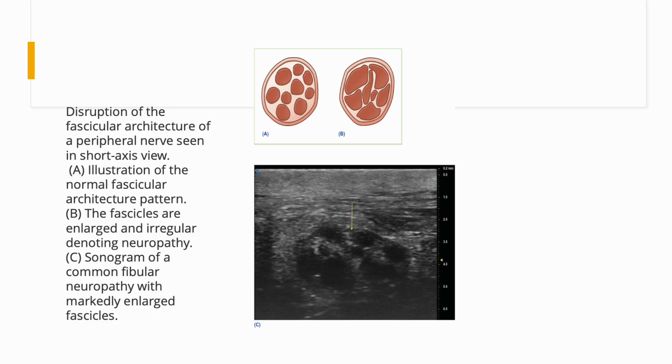Here we can see the disruption in the fascicular architecture of the peripheral nerve in short axis view. This illustration is showing that normal fascicular pattern here in part A. And then in part B, the fascicles are enlarged and irregular, denoting that neuropathy. The sonogram shows those enlarged fascicles as well.